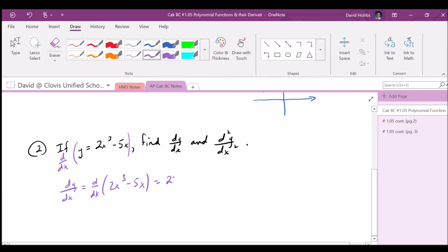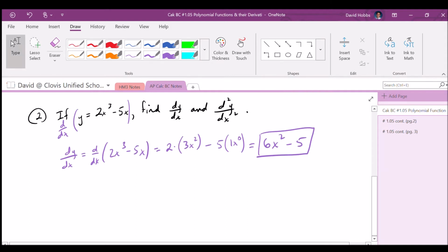So I'm doing 2 times, so the constant times, now, what's the derivative of x cubed? Well, it's 3x to the second, minus 5 times, okay, what's the derivative of x to the first? It's 1 times x to the 0. And so we've got 6x squared minus 5. So there's dy dx. Okay. Now, what the heck does this thing over here mean?